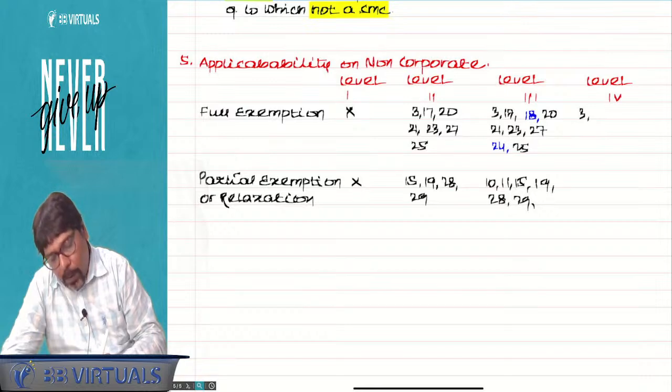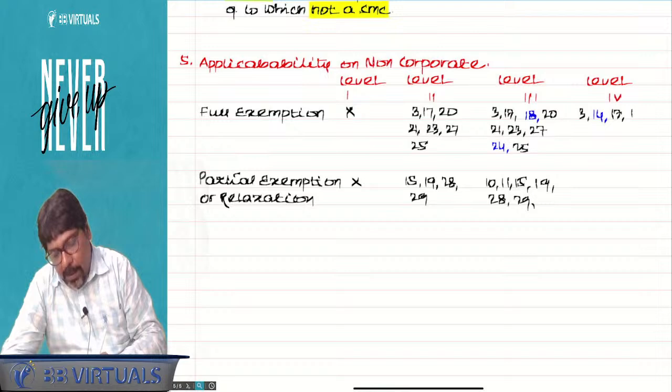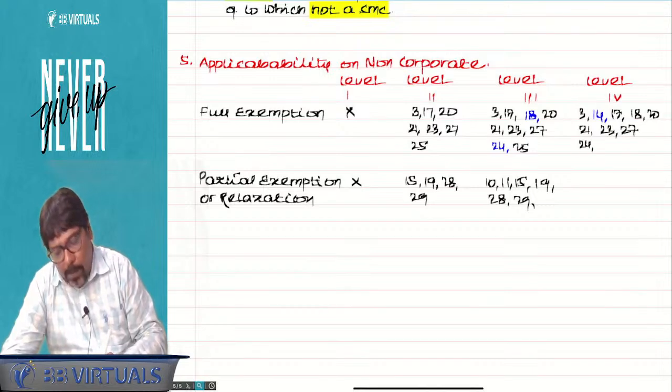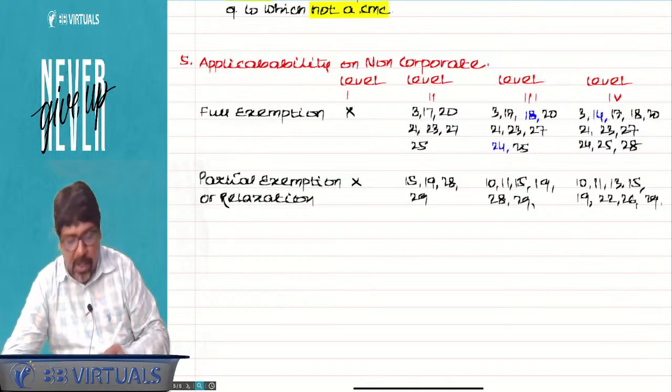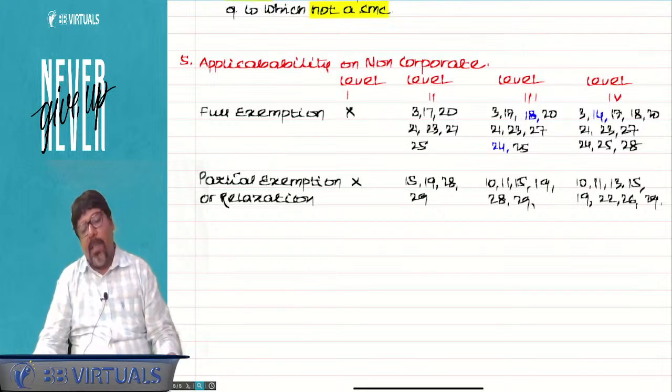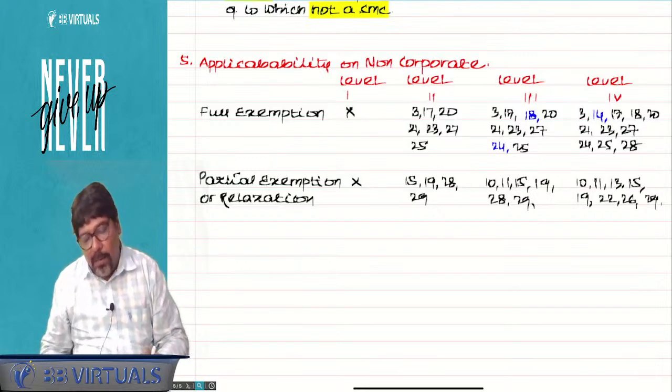Over here 3, 14, 17, 18, 20, 21, 23, 27. These are what? Consolidation: 24, 25, 28. And over here 10, 11, 13, 15, 19, 22, 26, 29. These are partial exemptions. So this you have to learn.